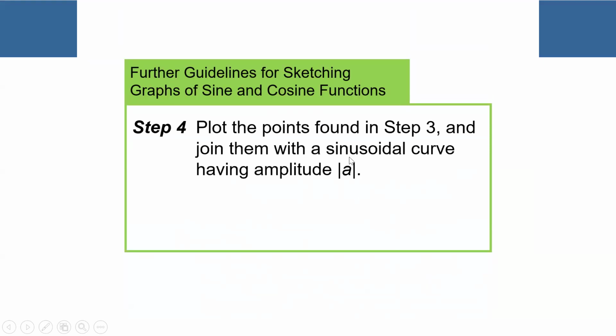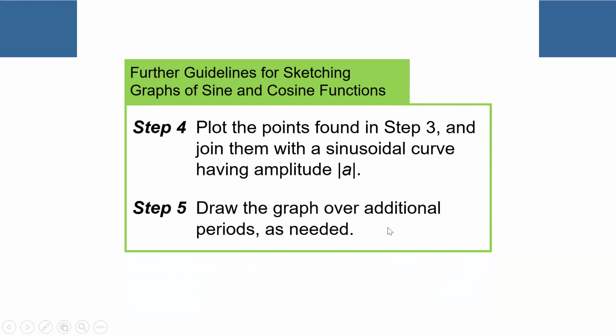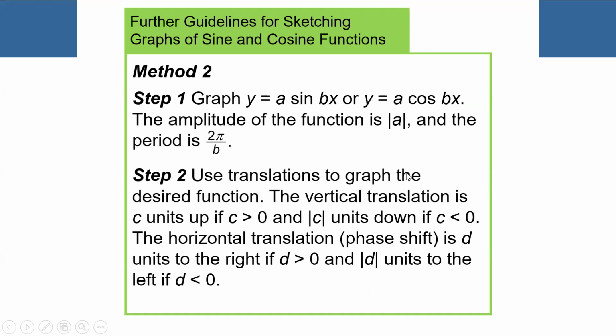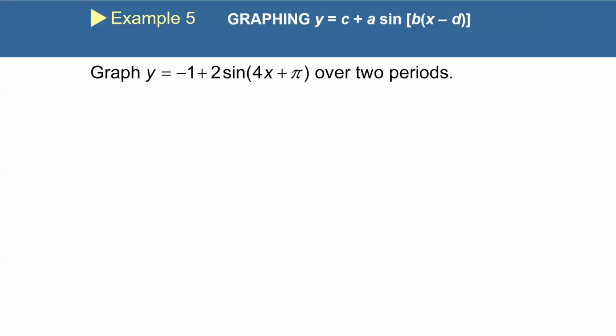Step 3 is you would plot the points, making sure that your amplitude is correct. It is 3 or 2 or whatever, however far from the halfway. And then draw additional points as needed, whether you're going to add or subtract. Method 2 is you graph the original parent function a sine b of x, and then you apply the translation, whether it's going left, right, up, or down. So this is a graphical method.